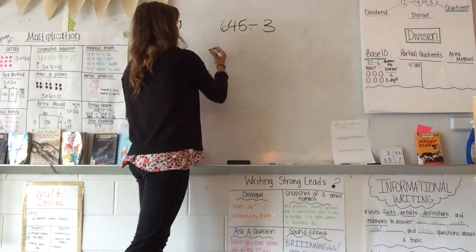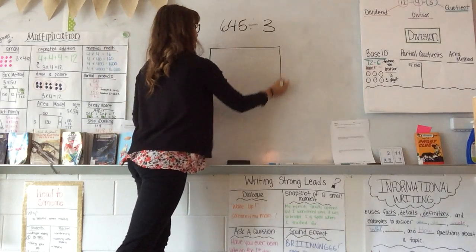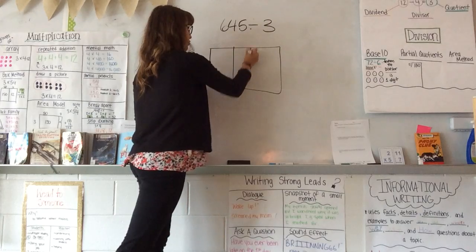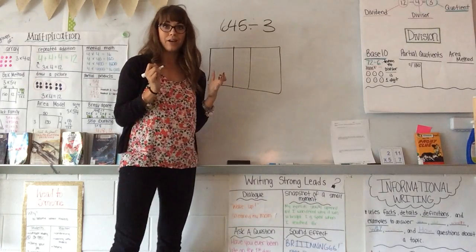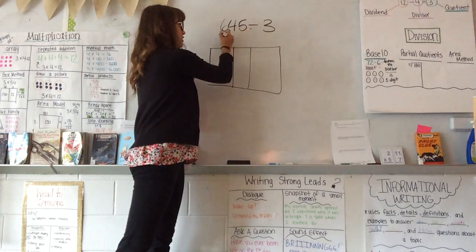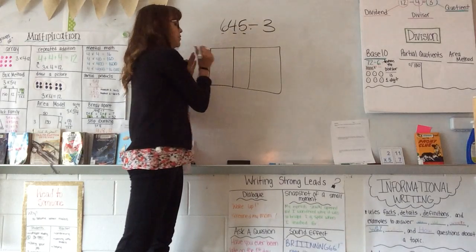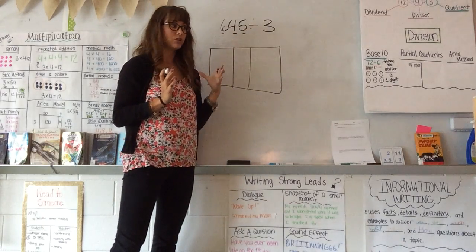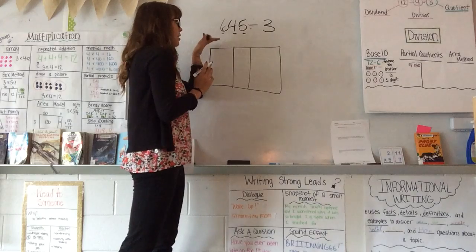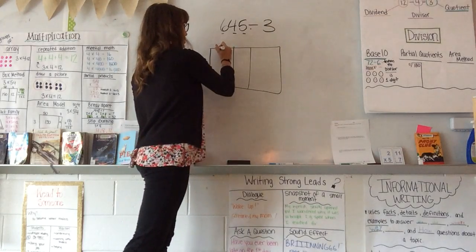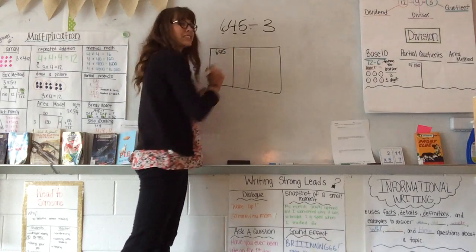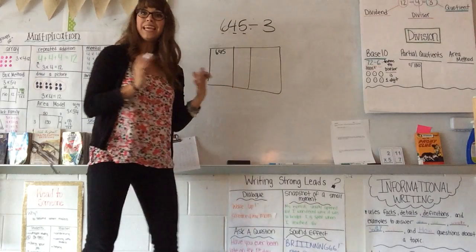So I'm going to start off by drawing a rectangle and dividing it into 3 sections because I have 645, which is a 3-digit number. But I'm not going to set it up like in the area model or the box method for multiplication. I'm not going to set it up by piecing this out. I'm just going to start by putting my 645 right here because that's the goal number that we're trying to get to. It's what we're taking from.